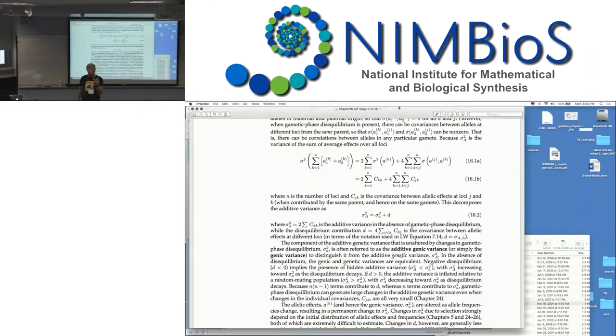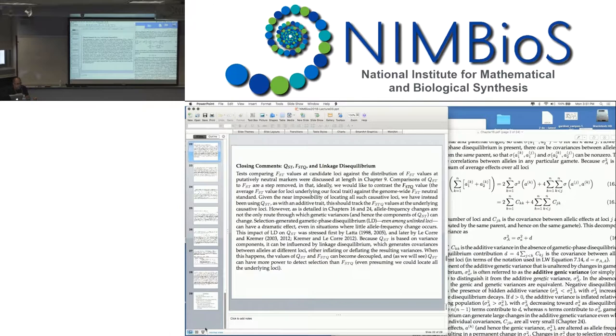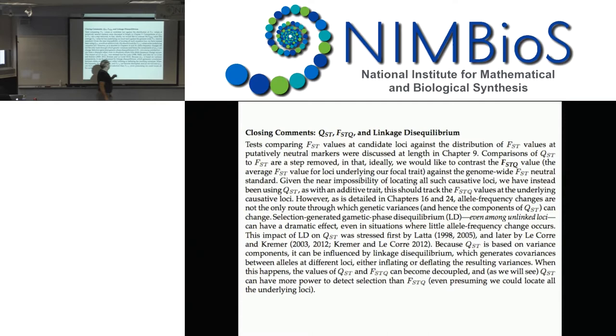But the important point is QST is doing more than that. QST is tracking genetic variances. That involves both the allele frequency changes, but also disequilibrium. So we talked about QST, FSTQ. Basically, FSTQ is the value of the FST values if we knew the loci underlying our trait. And the idea would be that if our trait is under selection, that divergence at those loci is more than the divergence at random markers.